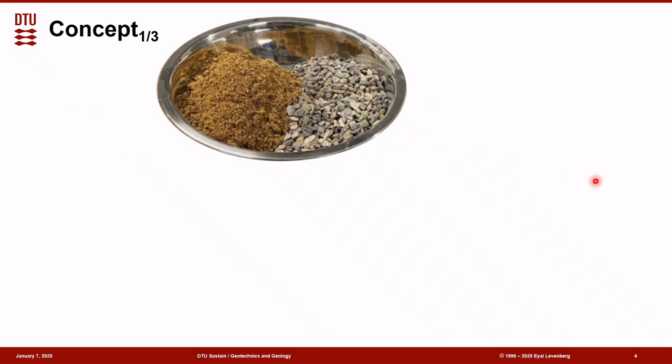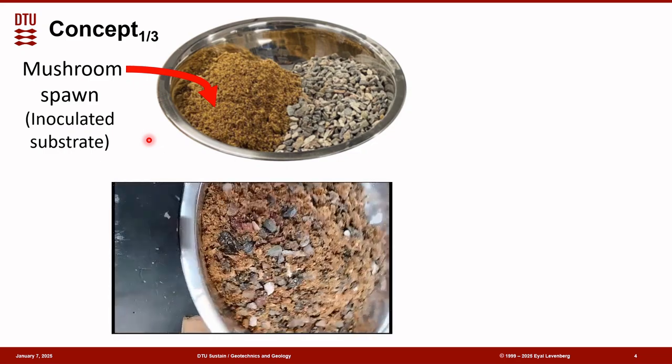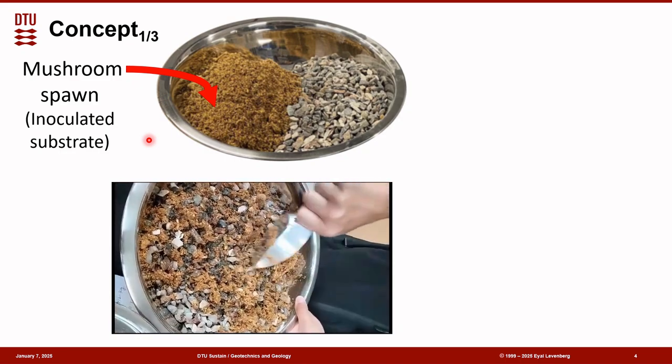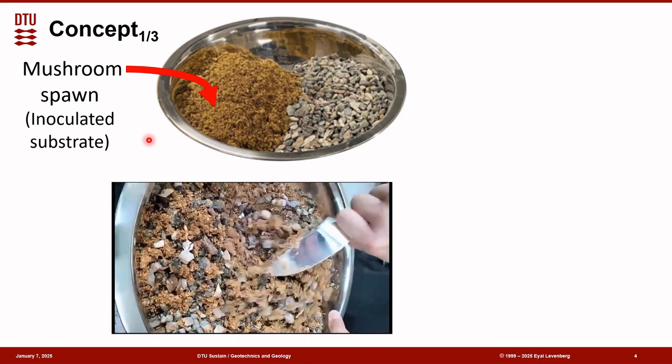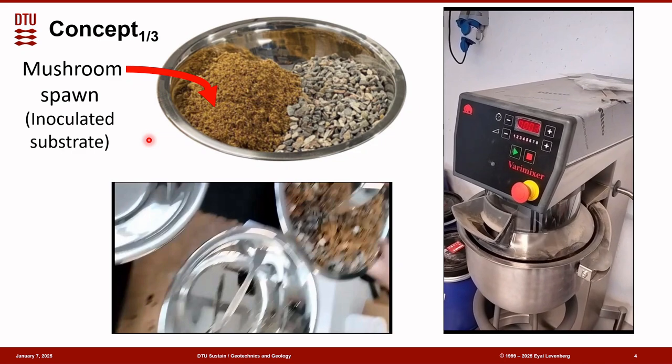So that was an excerpt from the film Fungi, a Web of Life from 2023. So here's the concept. We take aggregates and we mix them with a mushroom spawn or inoculated substrate. Here in this case you can see a substrate that is sawdust. Sawdust is a combination of cellulose and lignin. And here's the mixing process. It can be done by hand if these are small quantities, or it can be done with a mixer. This is done at room temperature.